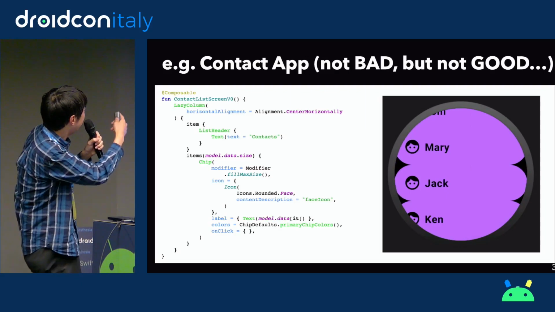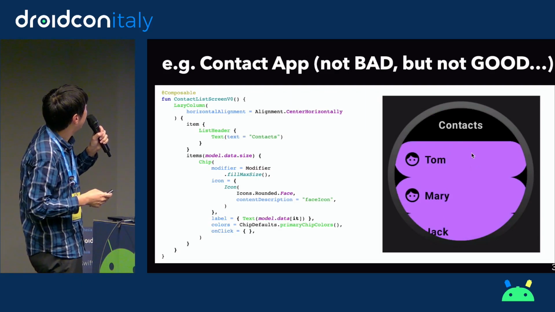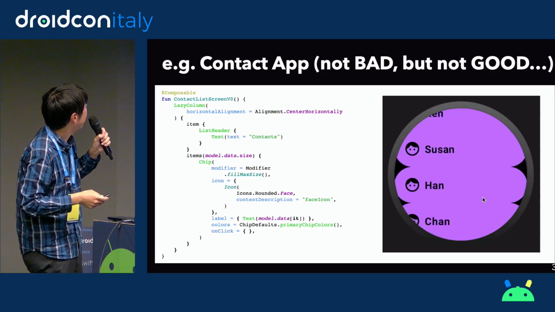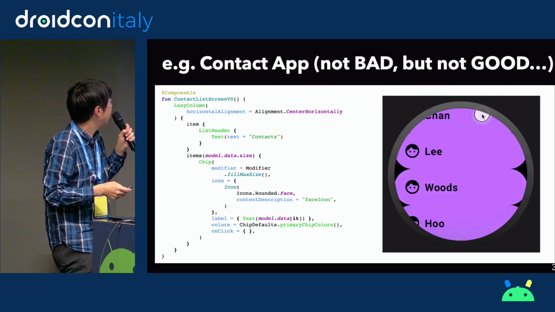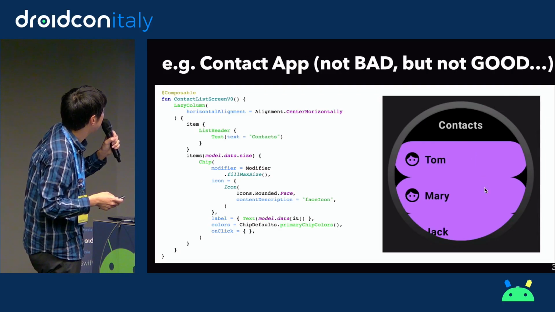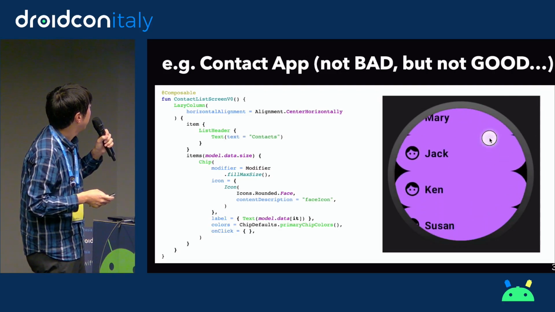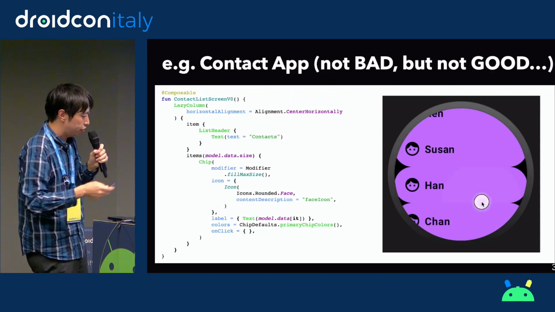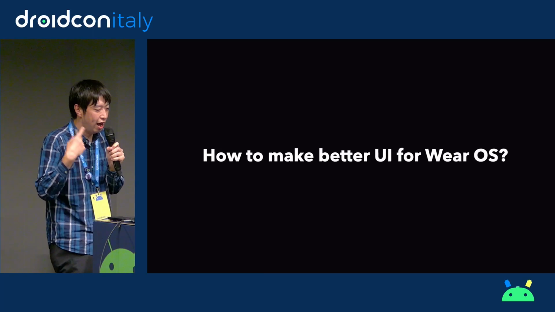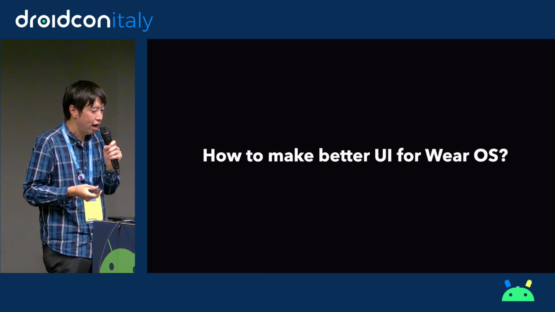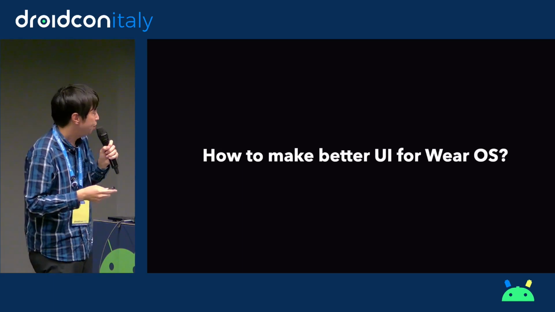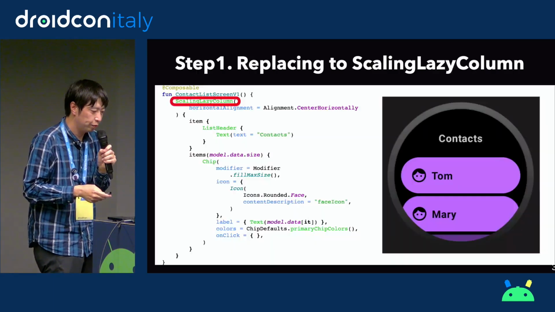The code is here. This code includes a LazyColumn. It's similar to mobile, and it includes a list header and some list components and Chip components like this. Okay, it isn't good. So then we have to improve this not-so-good screen. How to make a better UI for Wear OS? Let's improve this user interface.